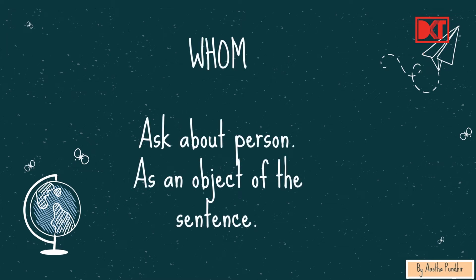Okay, next we have is whom. Now whom is used to ask about any person, and that person acts as the object of the sentence. Now remember we did the word who, and who is also used to ask about a person, but at that time that person acts as the subject. Here it acts as the object. Alright, that is the difference between who and whom, although both of them are used to ask about a person.